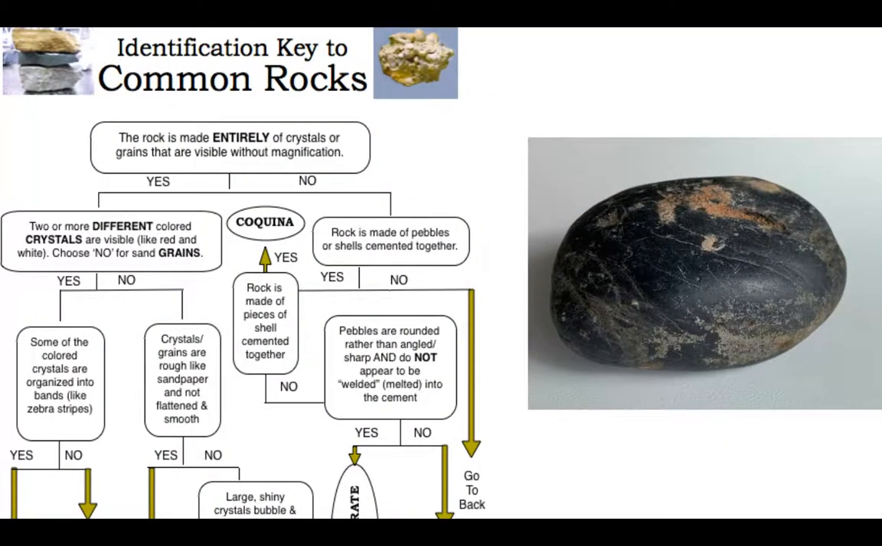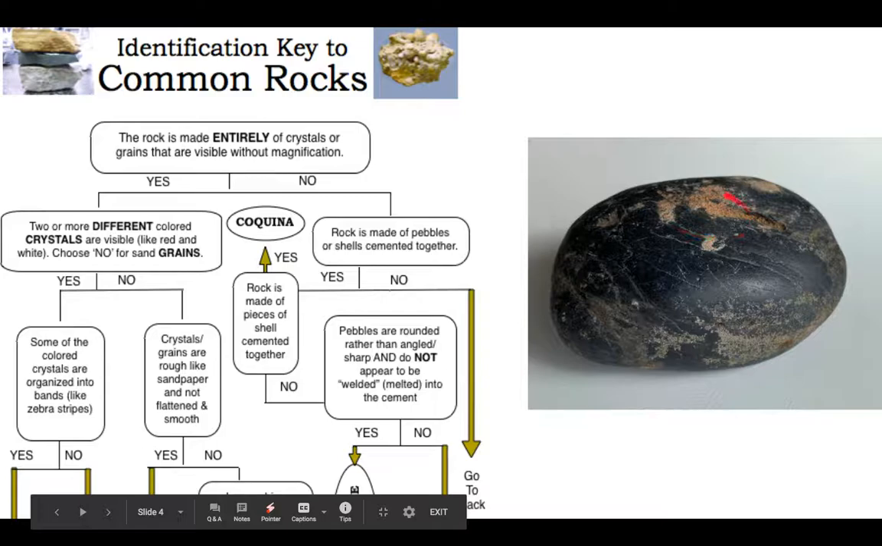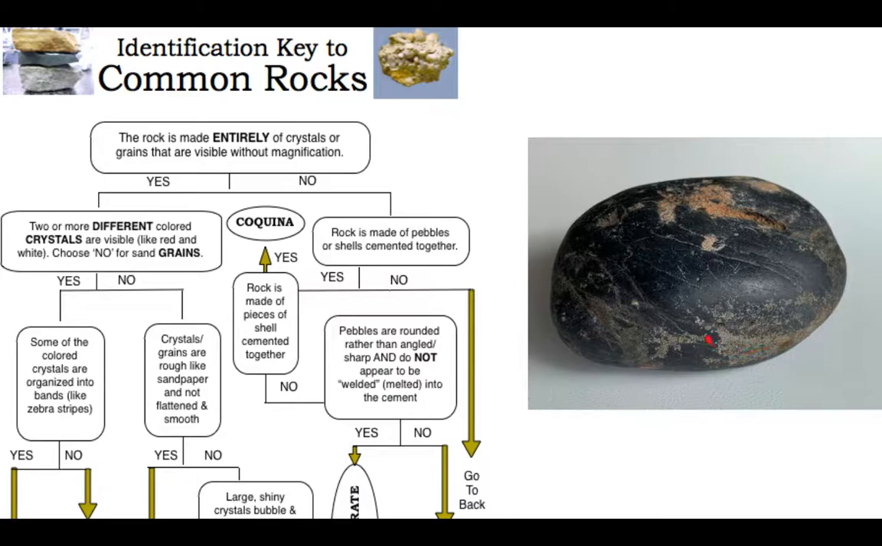Well, let's go on to the next rock. This one is a smooth black rock with some discoloration in the back over there. And it's got some lighter colored whitish gray markings here, but most of it is a smooth black color and we cannot see crystals in it. So we start at the top of the key. The rock is made entirely of crystals or grains that are visible without magnification. The answer is no. The rock is made of pebbles or shells cemented together. Again, the answer is no.